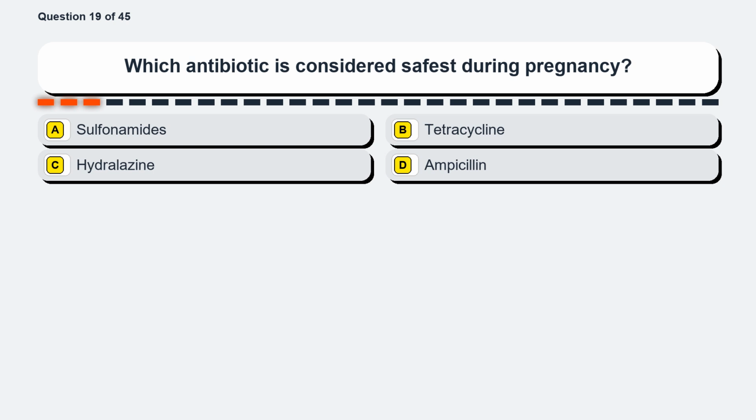Question 19. Which antibiotic is considered safest during pregnancy? Option A, sulfonamides. Option B, tetracycline. Option C, hydralazine. Option D, ampicillin.